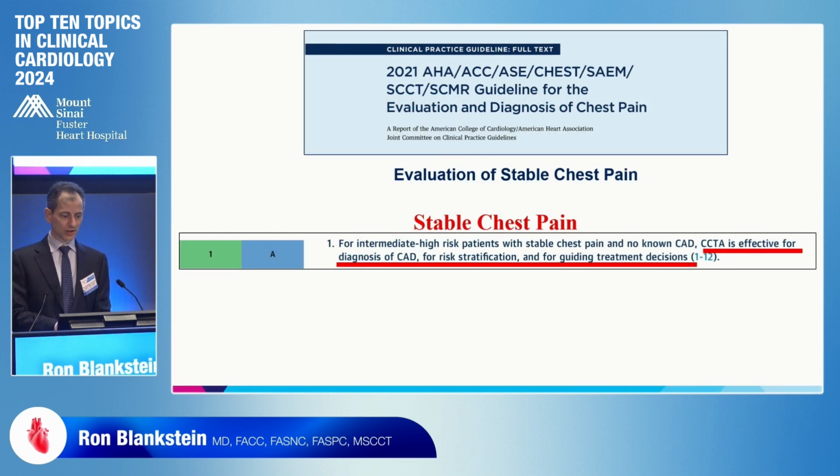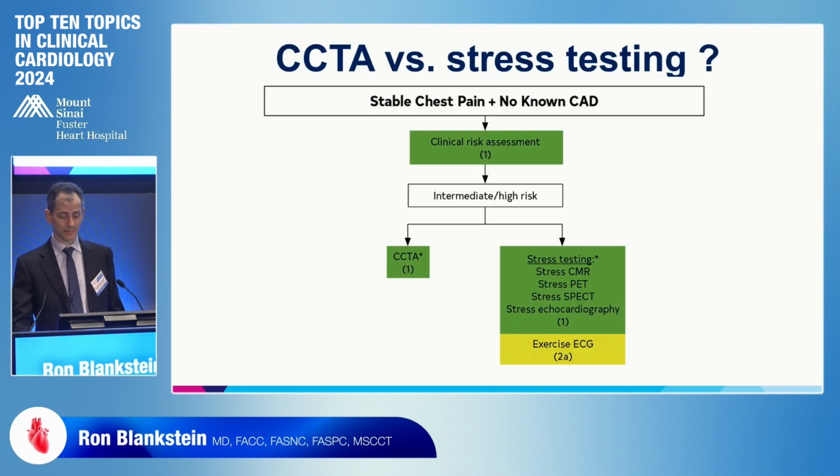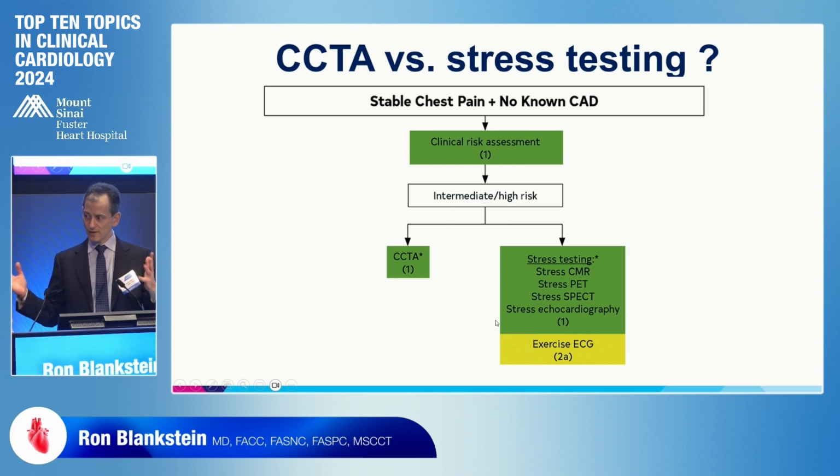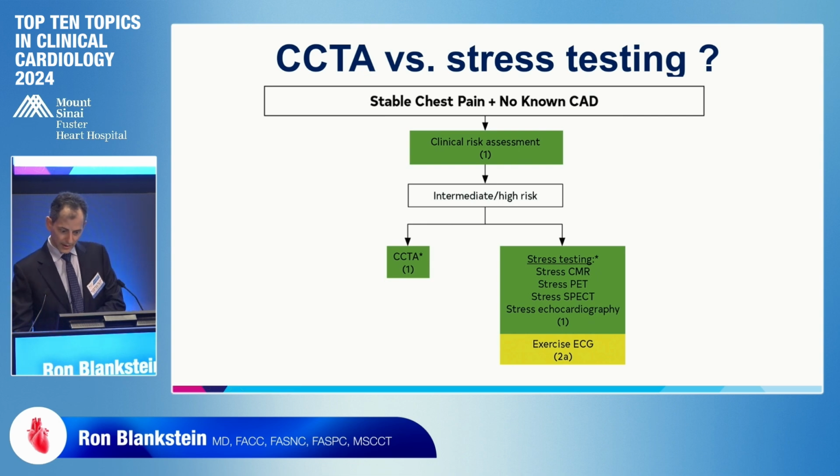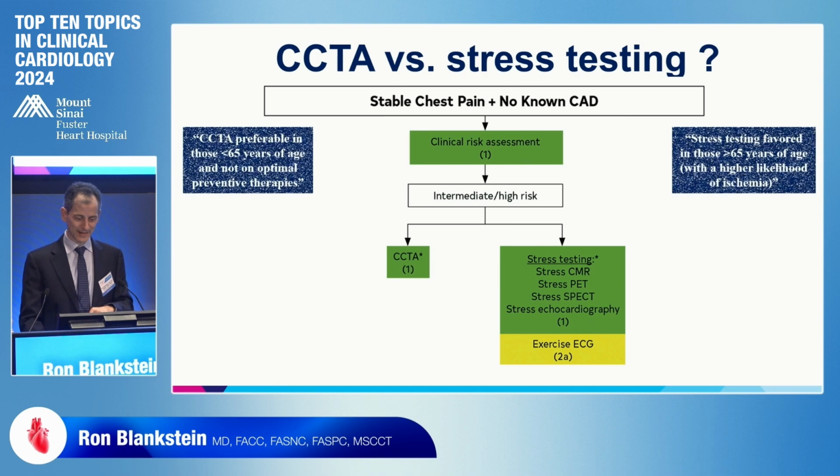Let's talk about stable chest pain. So going back to our chest pain guideline, a class 1 indication for stable chest pain, a level of evidence of A, which was the strongest level of evidence of any modality for stable chest pain. However, in the guideline, there are other tests that also have a class 1 indication. A stress CMR, a stress PET, a SPECT, a stress echo. In fact, almost every modality here has a class 1 indication except for exercise EKG. We can talk maybe later about why that is.